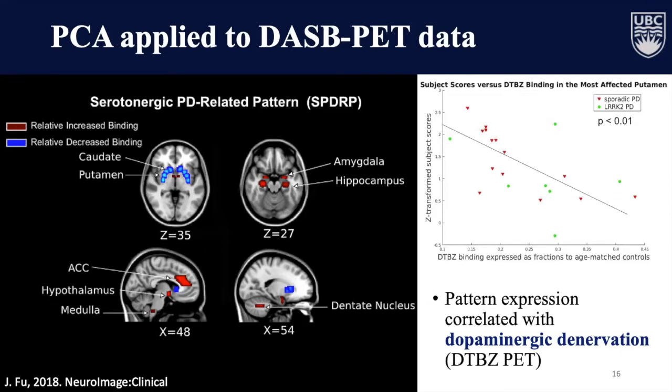And this was the first network analysis applied to the serotonergic system, and the first paper showing the correlation between the serotonergic system and the abnormalities in the dopaminergic system.